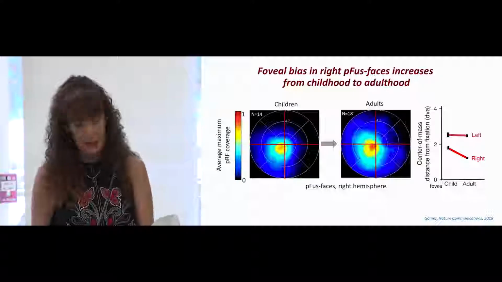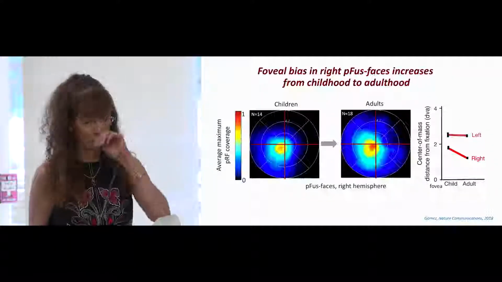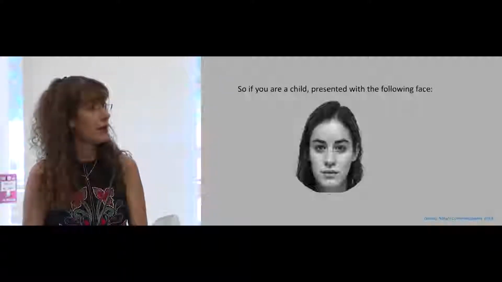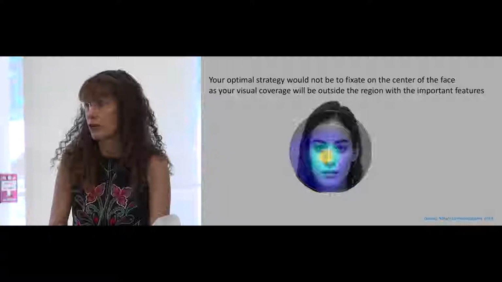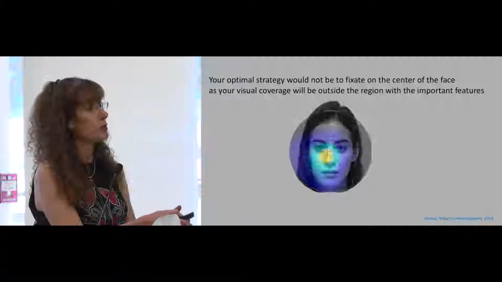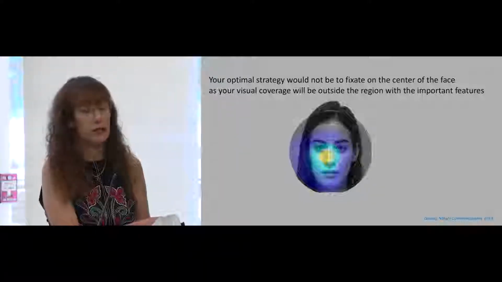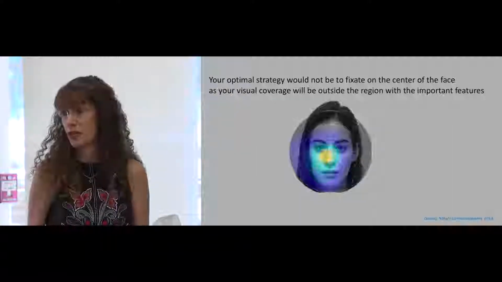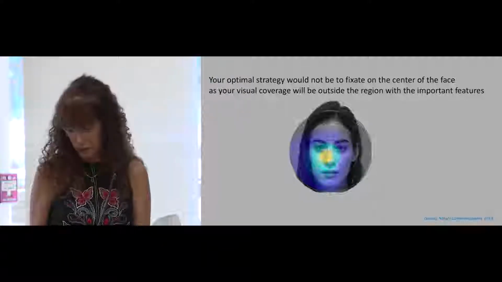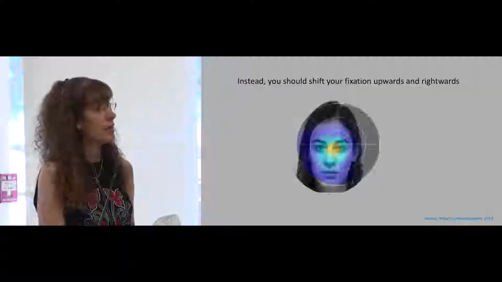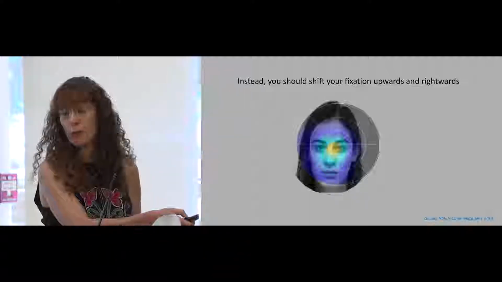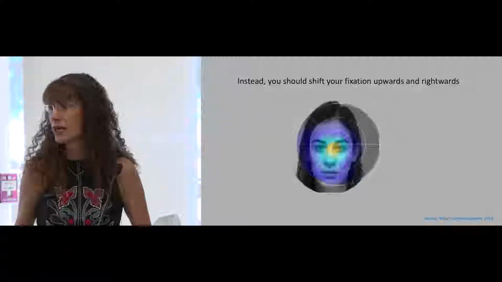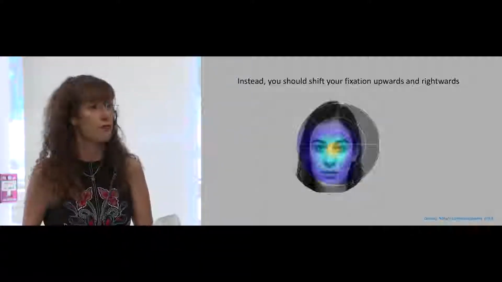So what does this change in the visual field coverage mean? Suppose you're a child and you're presented with the following face, and you're just going to fixate on the center. What you're going to do is put the resources of your face-selective regions, the visual field coverage, in a place that doesn't really have a lot of facial features that would be informative for your face recognition. So what you should do instead is shift your fixation rightwards and upwards, because if you do that, you're now putting your computational resources on the area in the image that actually has information for face recognition.